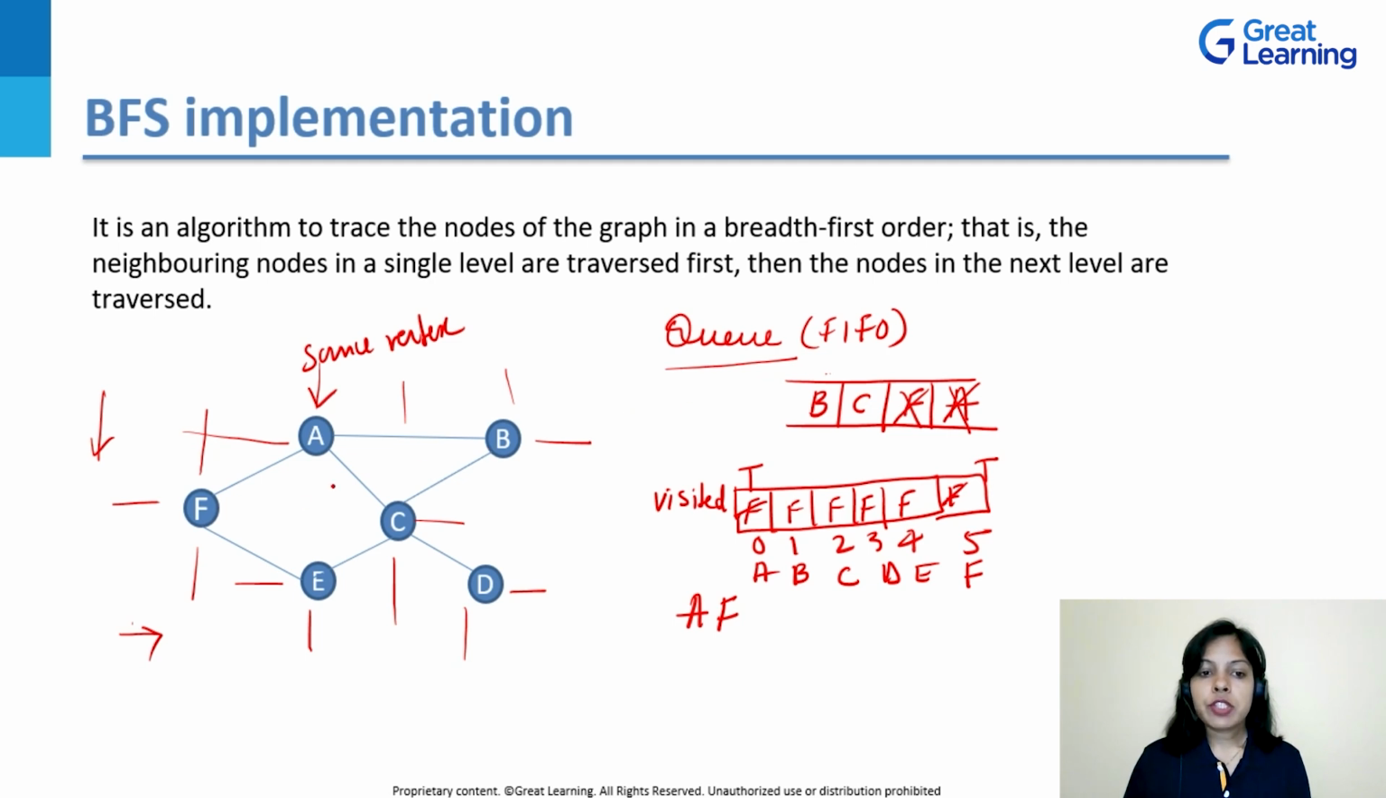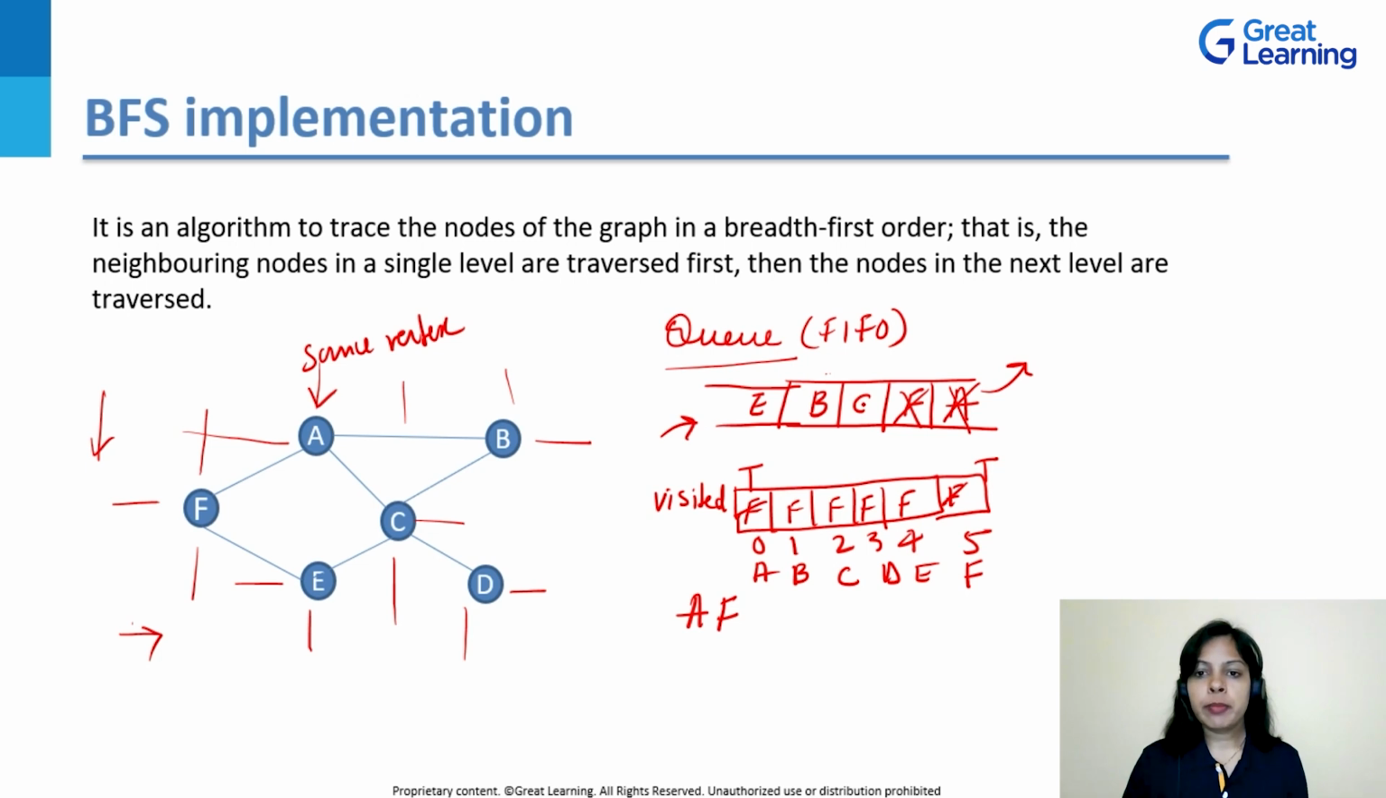Which are the other nodes which are connected to F now? E and A, right? A is already traversed because this is made as true. So we'll not go with A. But connected to F is E also. So we'll insert E. Insertion is always from this end of a queue and deletion is always from this end of a queue, right? Okay.